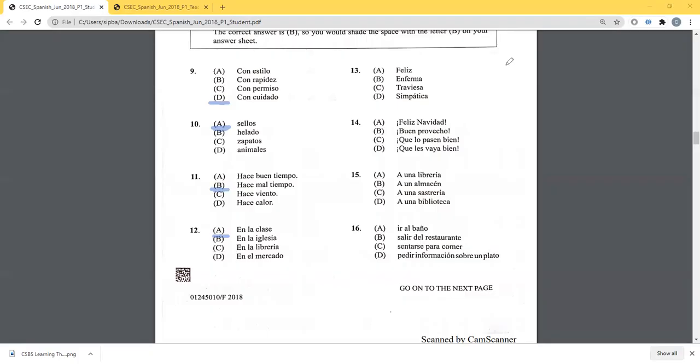La chica tiene que guardar cama. ¿Cómo está? Right? Ella está enferma. La chica tiene que guardar cama. The girl has to stay in bed. How is she? She is sick. She's really sick, right? 14.